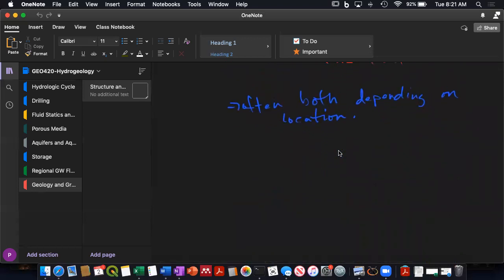Okay, so understanding the structure, the first thing I do when I think about a groundwater system is I think, well, what's the local structure, right? And that starts to tell me what kind of flow system I might be dealing with.